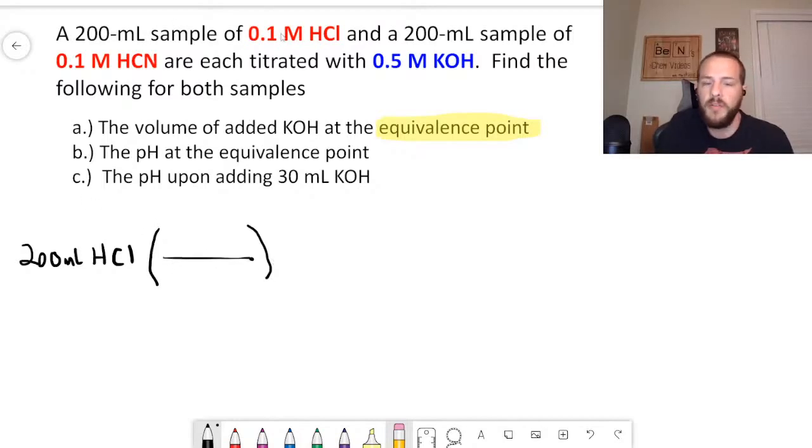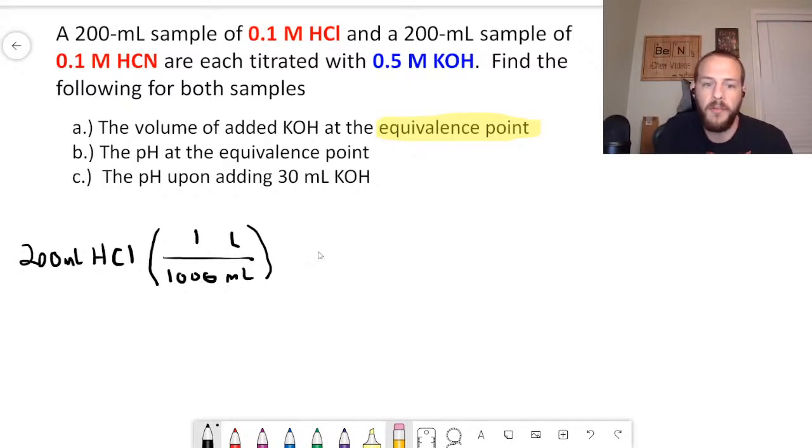Now, our concentration is given in molarity, which is moles per liter. So in order to have a unit that is compatible with our molarity, we need to convert this 200 milliliters into liters. So we'll put milliliters on the bottom and liters on top. Of course, for every 1 liter, there are 1,000 milliliters.